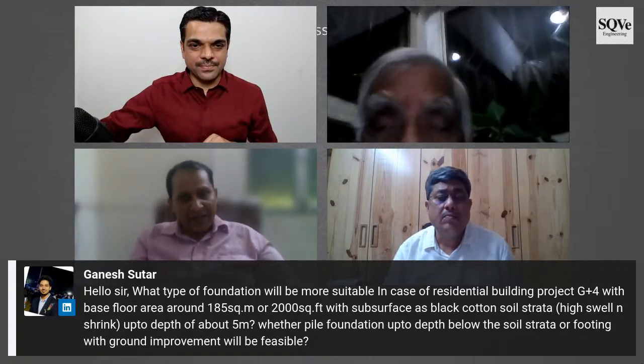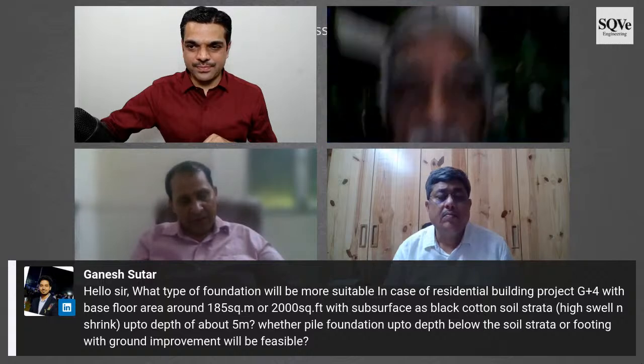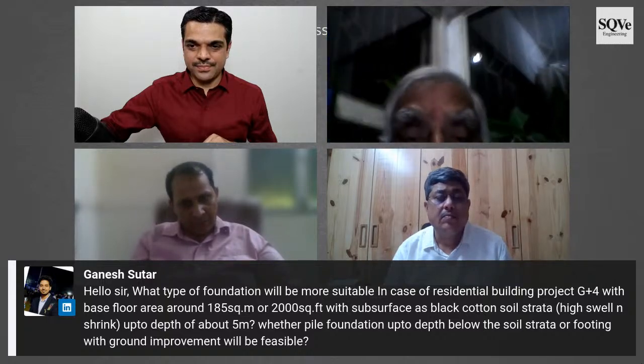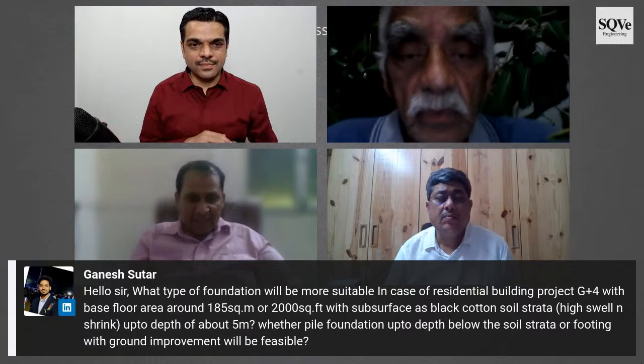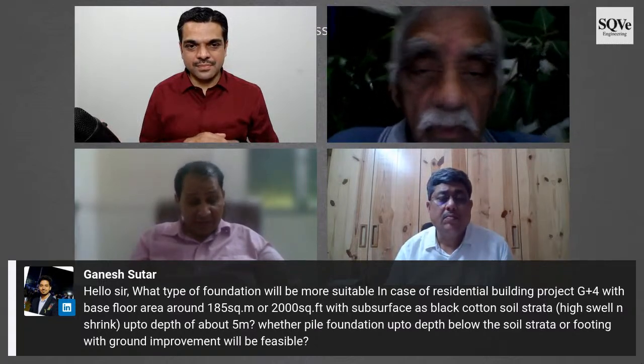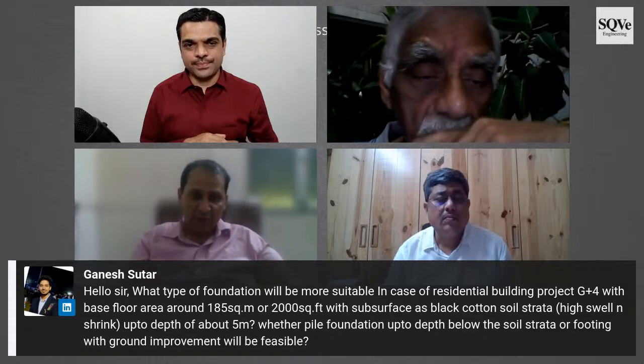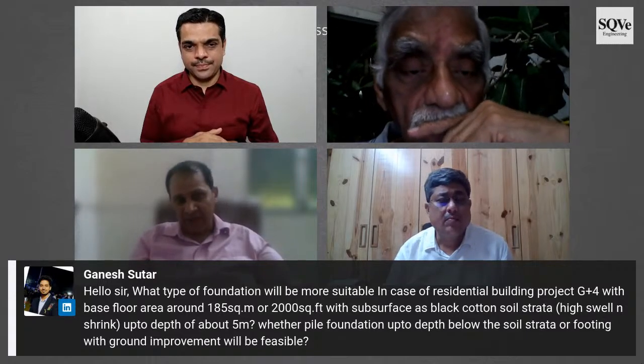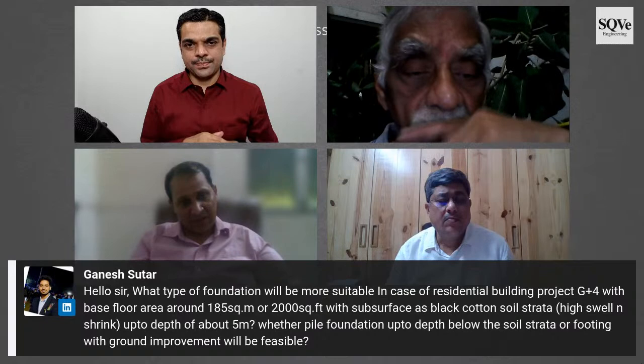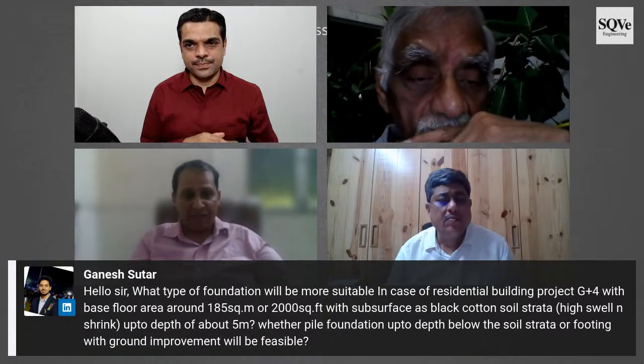So for such kind of problems, is the excavation possible up to 5 meters? This is one of the questions. Is there any water table likely to be encountered while you are excavating up to 5 meters? This is one of the aspects you have to consider.